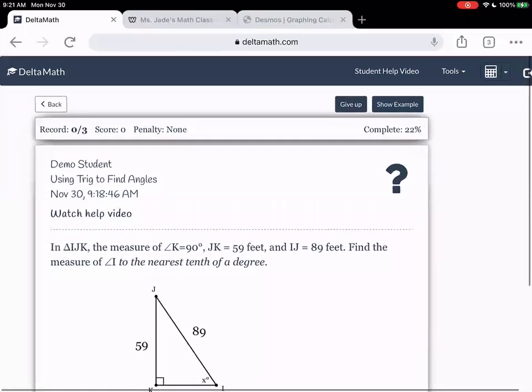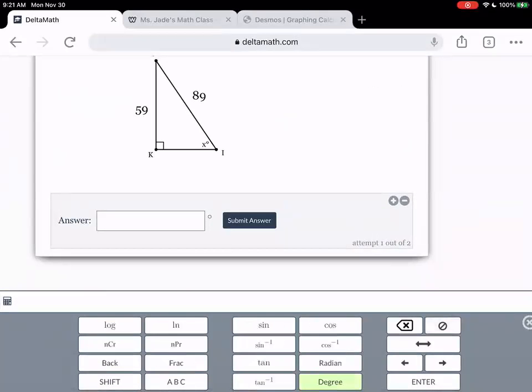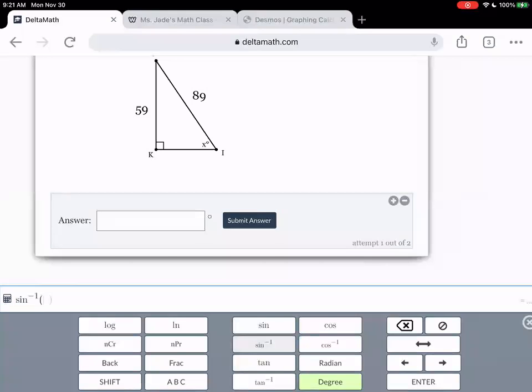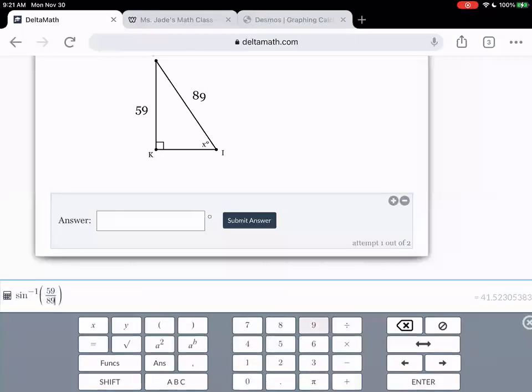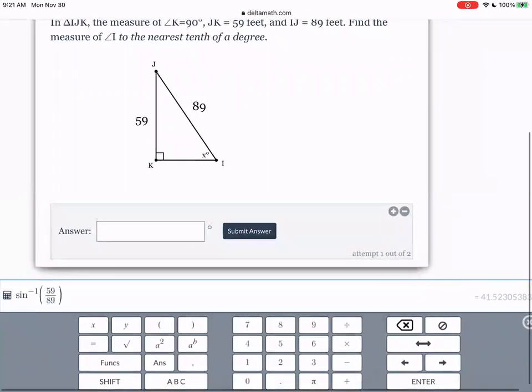Sine inverse of 59 over 89. So functions, sine inverse is this one, okay? The one underneath the sine. So the one with the -1. And then we go to 59 over 89. And it tells us 41.5230. What do we need to round it to? It says to the nearest tenth of a degree. So once again, we want one decimal place. So we look at the second one, 41.52. 2 is a tiny number, so it's just 41.5 as your final answer. Because that 2 is very small, okay? So 41.5.